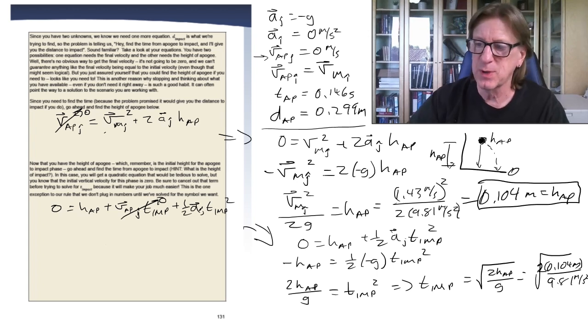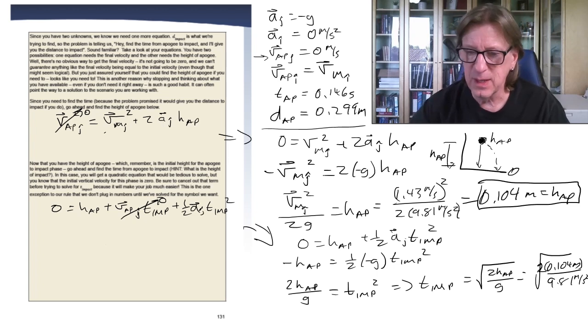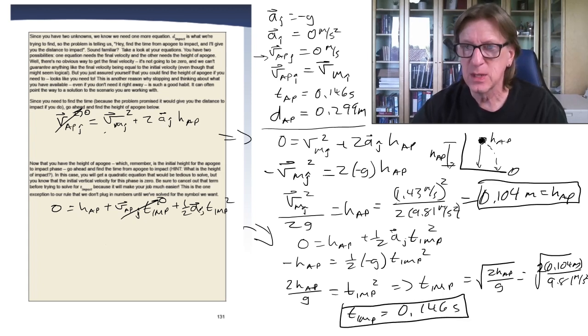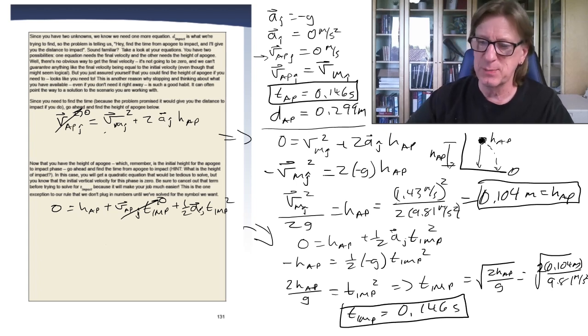All right, pull up our calculator again. So we've got 2 times 0.104 divided by 9.81, and then don't forget to take the square root. And look at that, we got that our impact time was 0.146 seconds, which was exactly what we found for the time from launch to apogee. So we've proven it, that the time up is the time down. Just remember that that's only if there are no other forces that are coming into play with this.